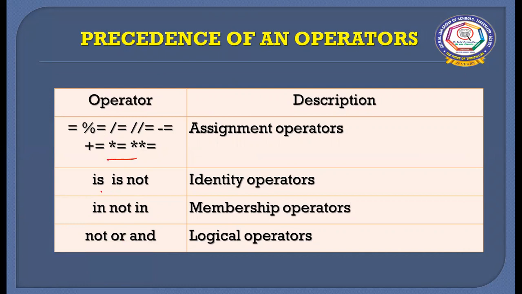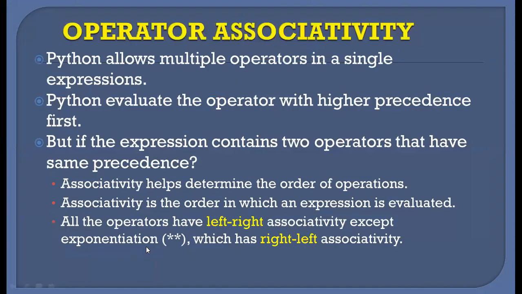Then identity operators, is, is not. Then membership operators, in, not in. Then comes your logical operators, not, and, or. So operator associativity, that is, in what order you are going to evaluate a given expression, whether you are going to evaluate from left to right, or from right to left.